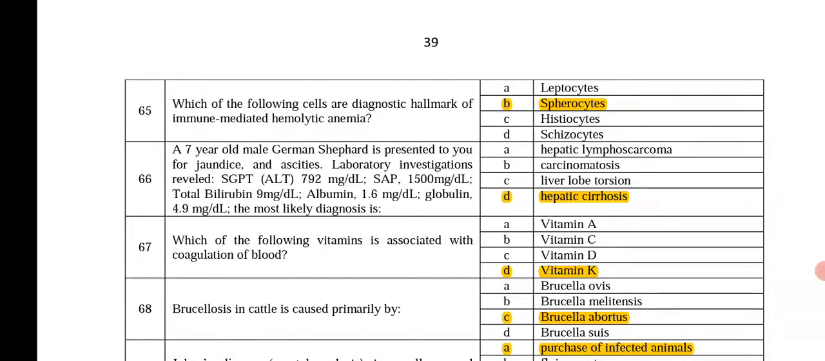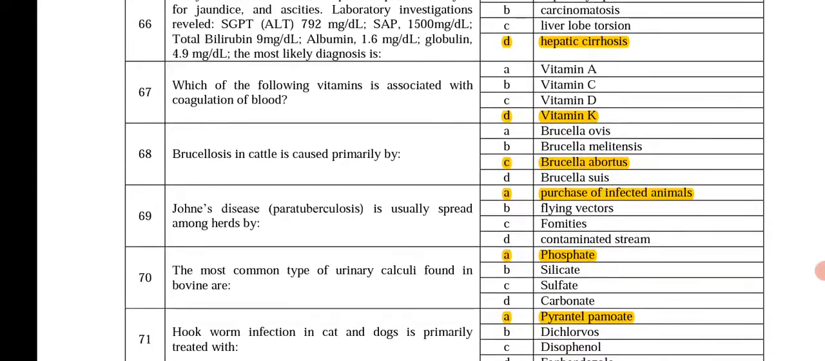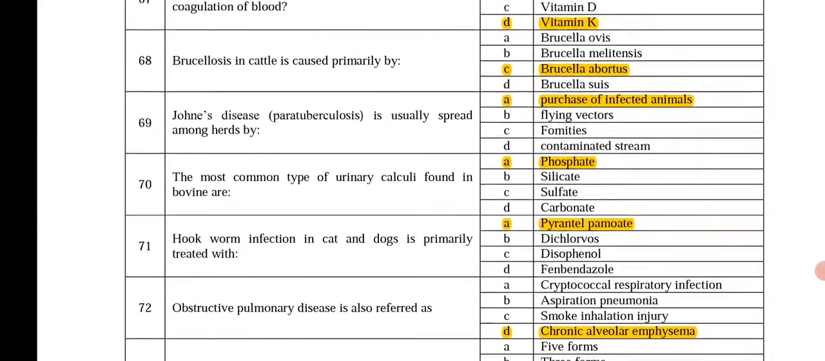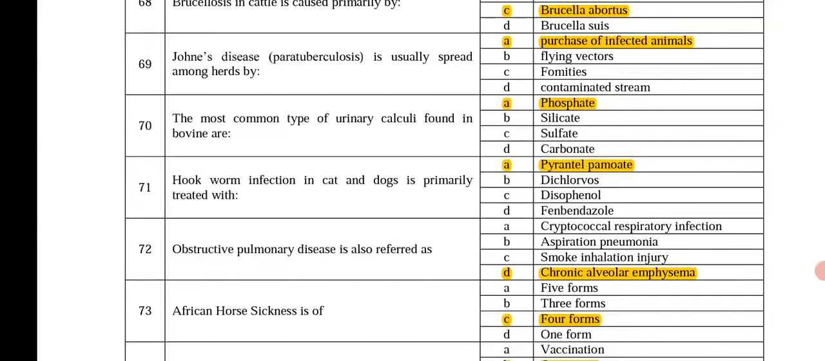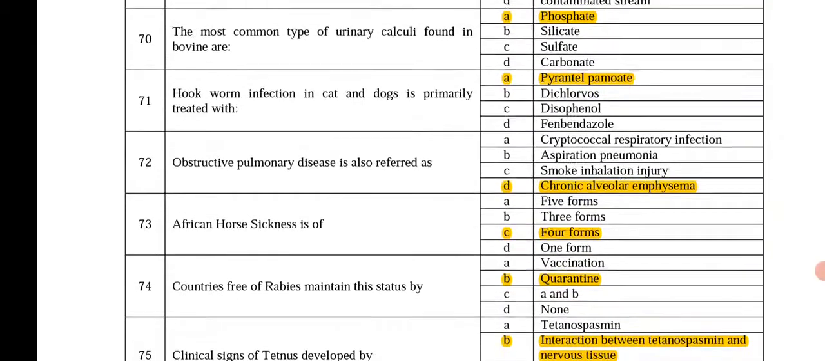Which of the following vitamin is associated with coagulation of blood? Vitamin K. Brucellosis in cattle is caused primarily by Brucella abortus. Johne's disease is usually spread among herds by purchase of infected animals. The most common type of urinary calculi found in bovine are phosphate. Hookworm infection in cats and dogs is primarily treated with parenteral pyrantel pamoate. Obstructive pulmonary disease is also referred as chronic alveolar emphysema.